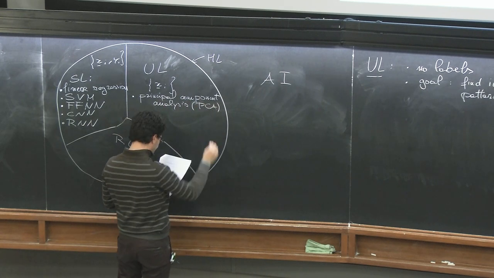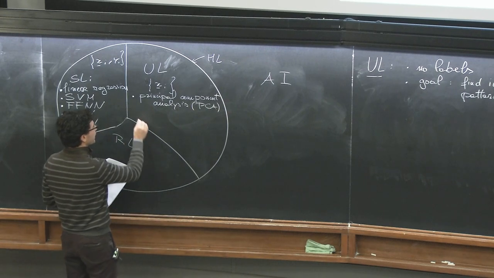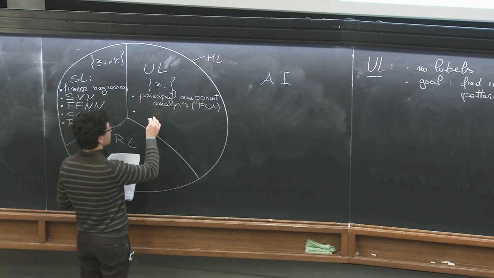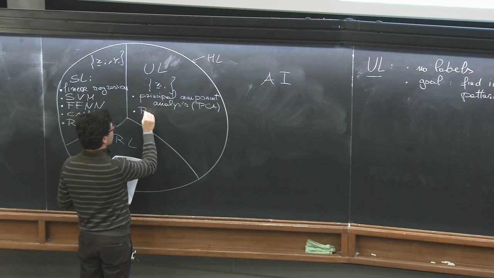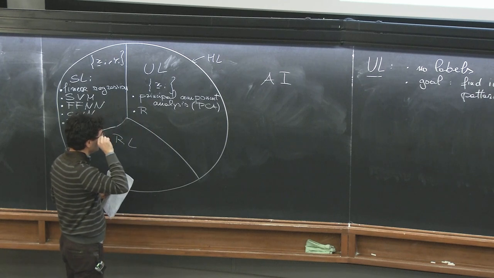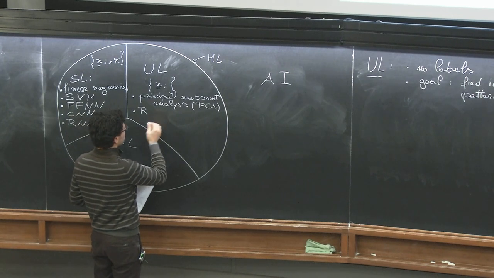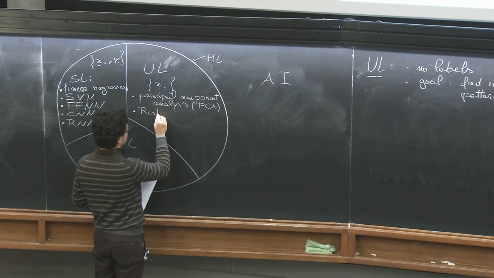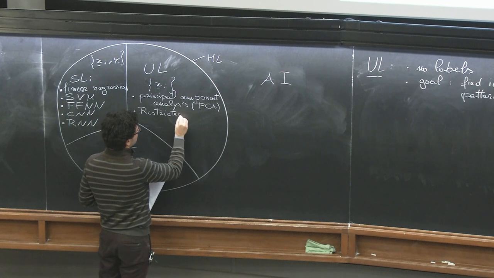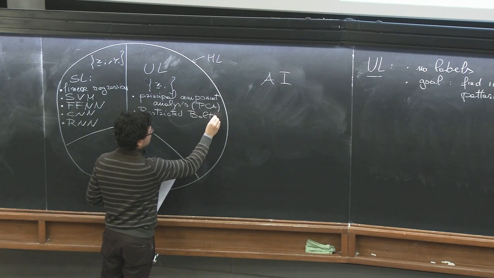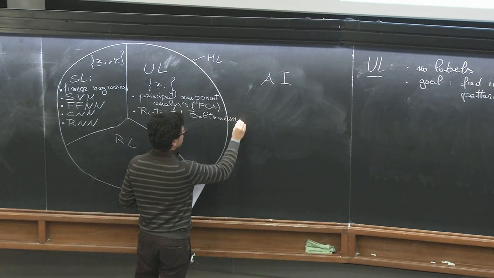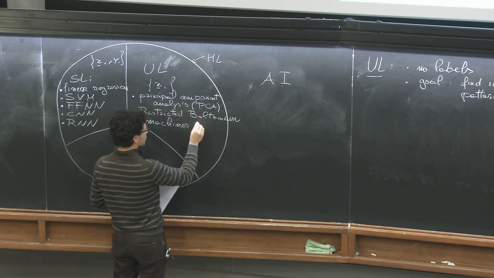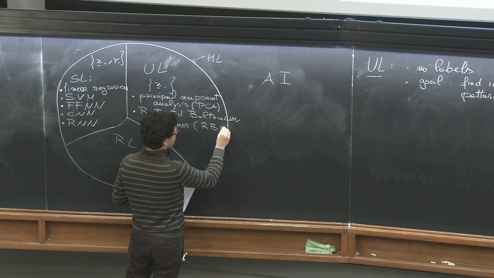Abbreviated as PCA. But then there are others which are pretty common. One that, if you want, you can think about as being inspired by statistical physics. These are called restricted Boltzmann machines, RBM.